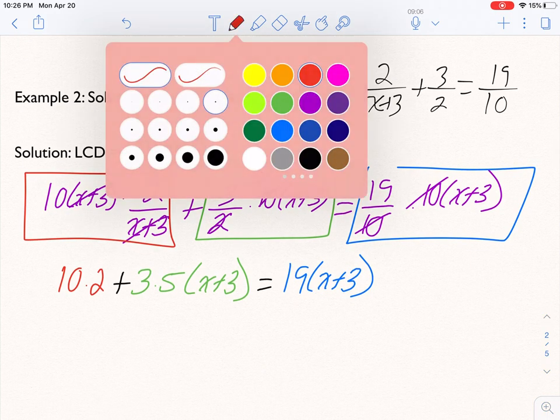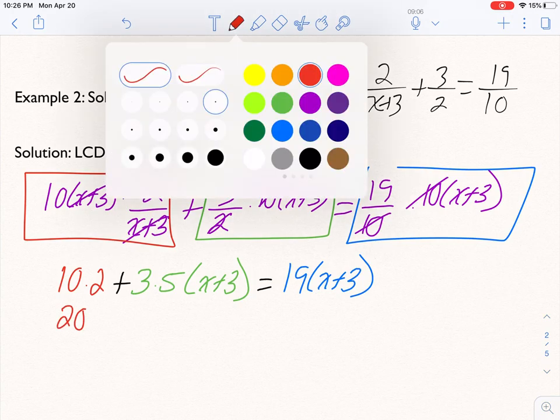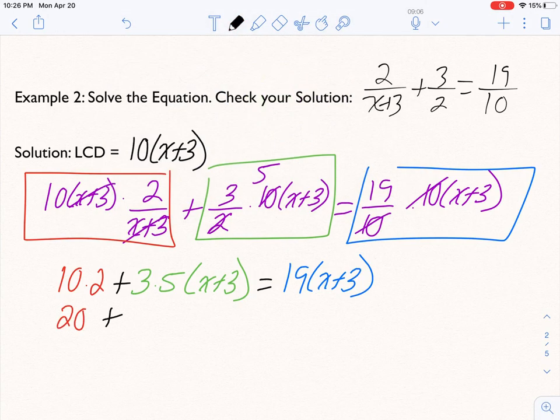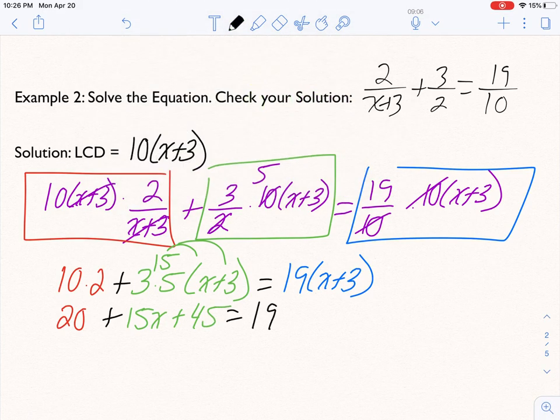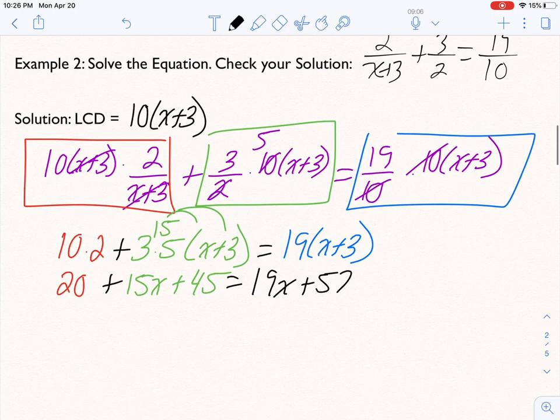So 10 times 2 is 20. 3 times 5 is 15. And when I distribute that, I'll get 15x plus 45 equals, distributing the 19 gives me 19x plus 57. I'm sorry, that should be in blue.